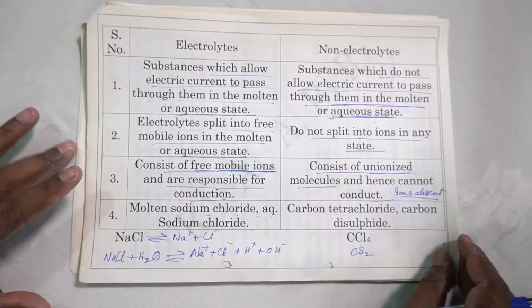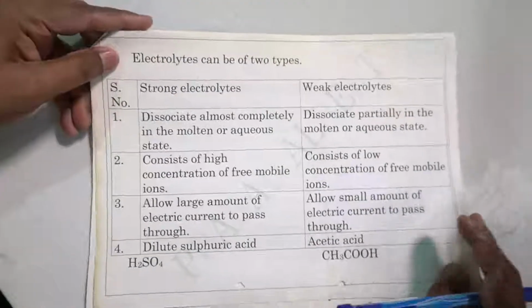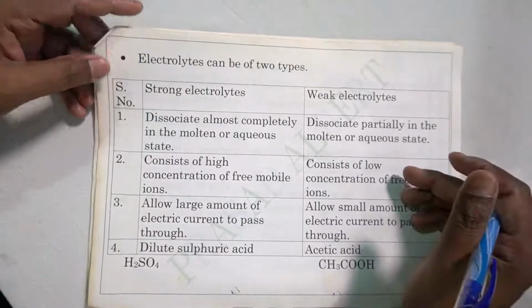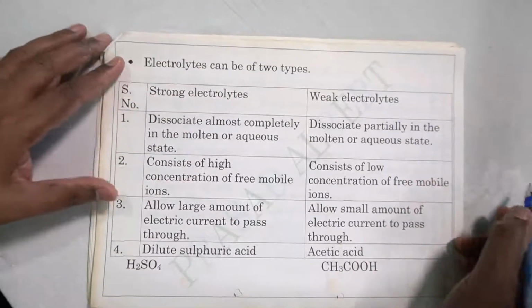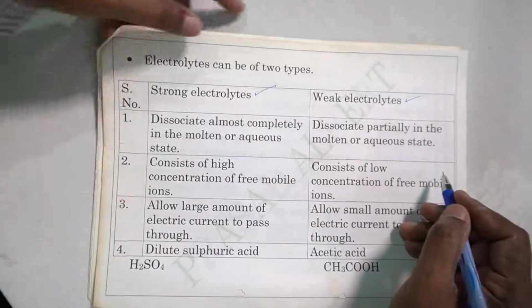So I think it is clear what are electrolytes and what are non-electrolytes. The next thing we have to discuss is there are two types of electrolytes. Electrolytes are substances which conduct electricity in the molten or aqueous state, and there are two types. One is a strong electrolyte, the other is a weak electrolyte. Now what is a strong electrolyte?